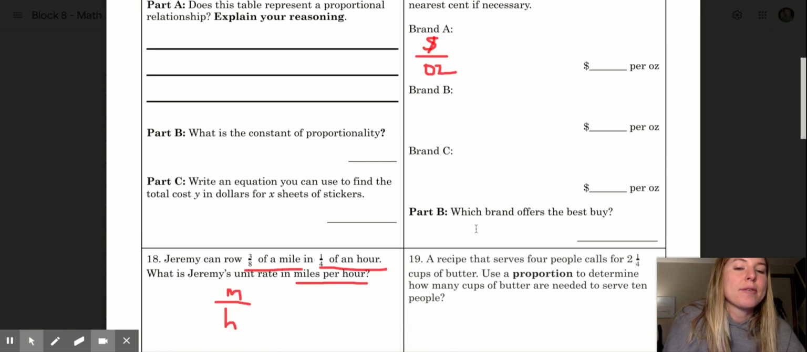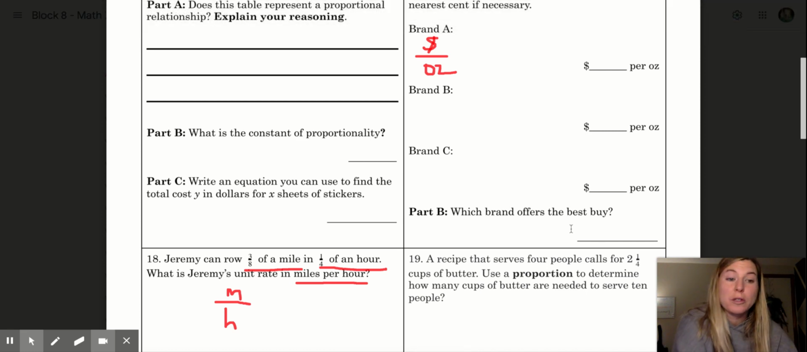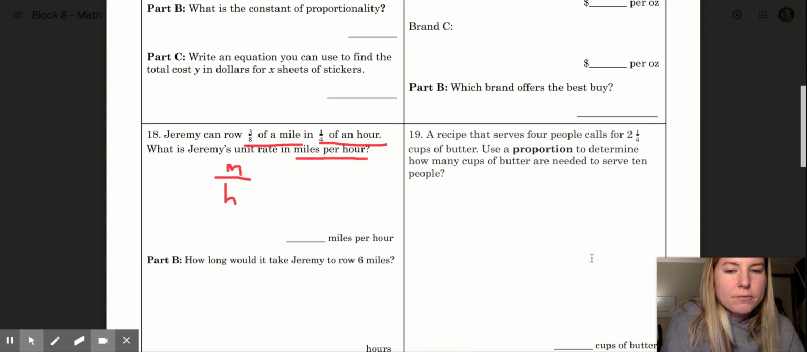And then at the bottom for part B, you're going to write either A, B, or C. Which one is the best buy? That would be which one is the cheapest. So is it brand A, brand B, or brand C?